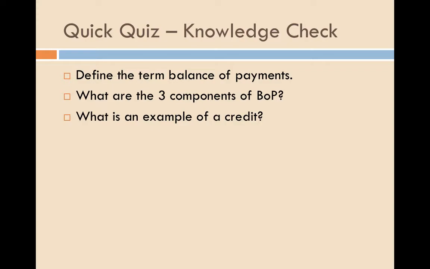Okay, I assume you've answered those questions. Hopefully you got that the balance of payments is a record of transactions between a country and its trading partners during a given period of time. The 3 components of the balance of payments are the current, the capital, and the financial account. And finally, a credit is a monetary inflow, and an example of that would be an export. An export would be a credit in our balance of payments.